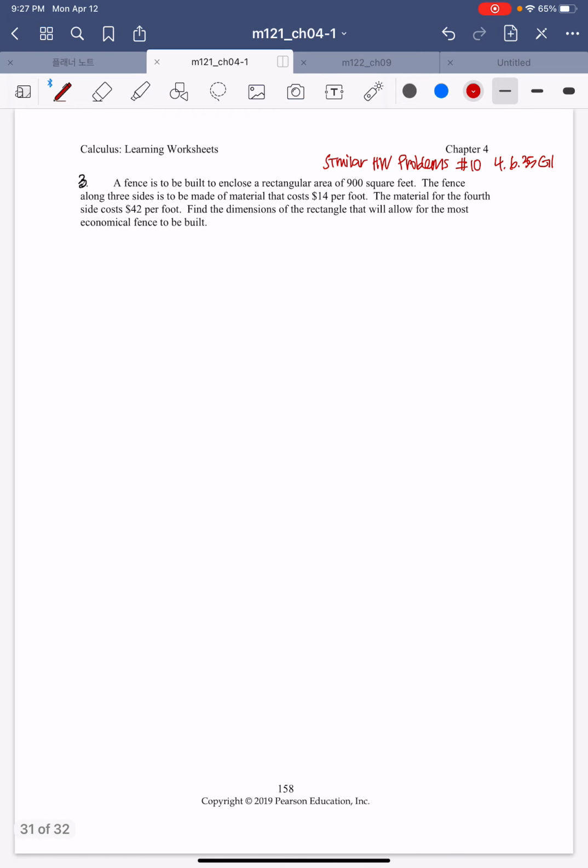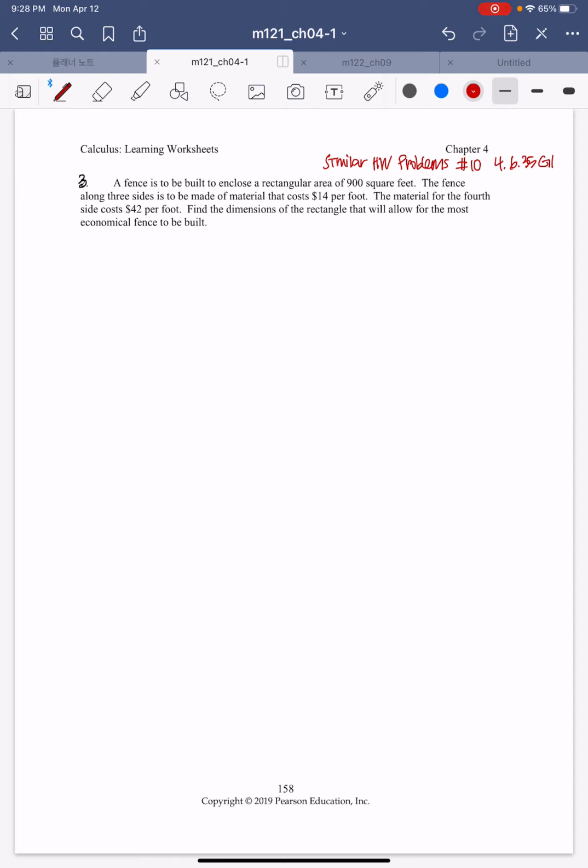Moving along onto number 3, another area in rectangular problem. This is slightly different. They modify a little bit. So let's take a look and pay attention to the question because it gets a little bit tricky. A fence is to be built to enclose a rectangular area of 900 square feet. The fence along 3 sides is to be made of material that costs $14 per foot. The material for the 4th side costs $42 per foot. Find the dimension of the rectangle that will allow for the most economical fence to be built.